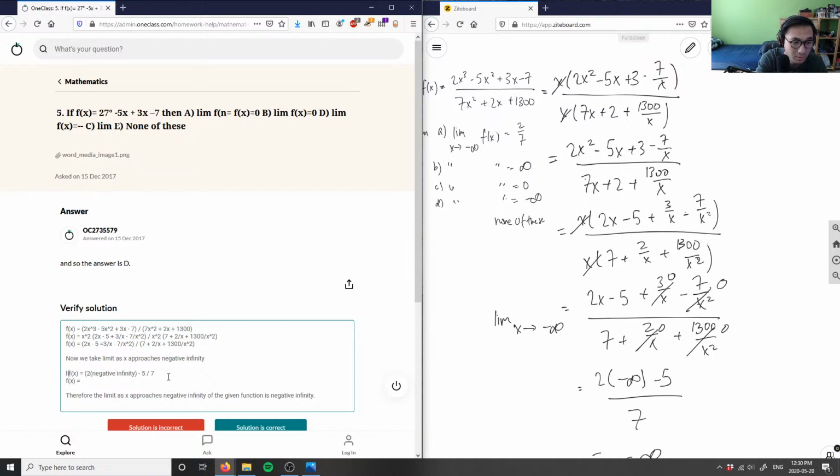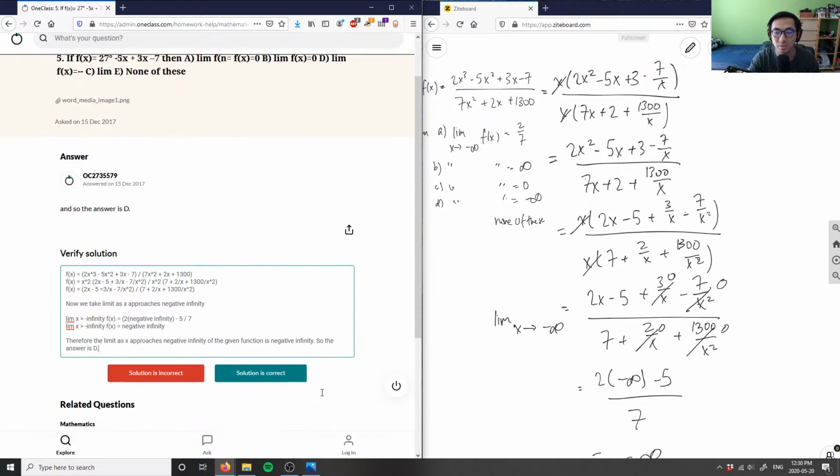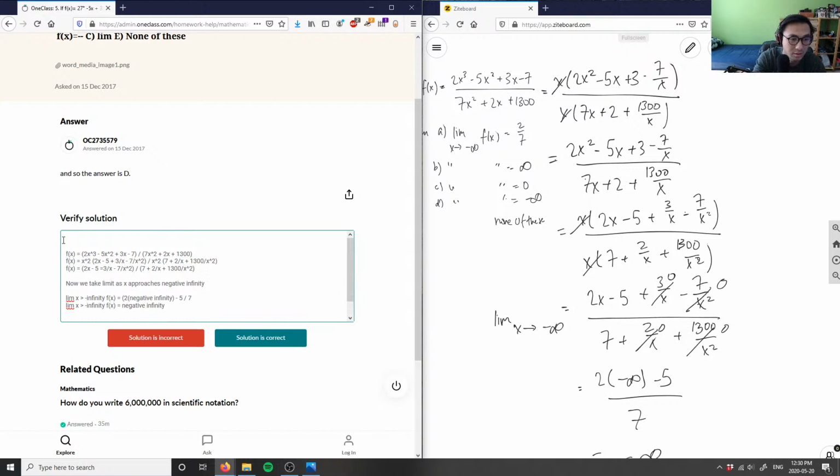I should write here the limit as x approaches negative infinity of f of x. It's really hard to do this formatting here, so therefore it's negative infinity. As x approaches negative infinity, the function is negative infinity, so the answer is D. The solution here is correct, but they did not give an analysis. So I'm going to say the solution is correct, but no analysis is given here.